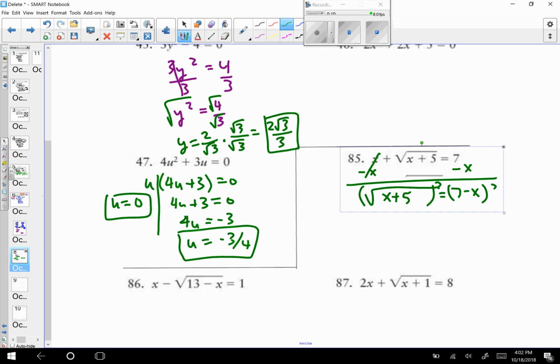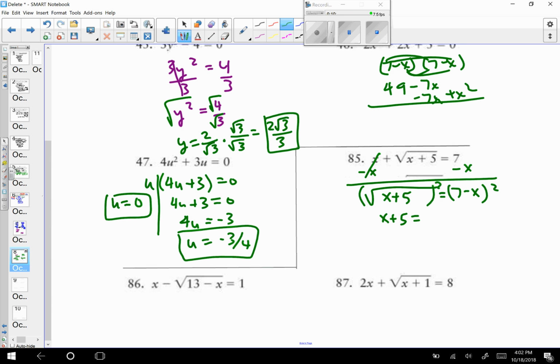Now we can square. So these two cancel each other out. So you're left with x plus 5 is equal to, and then if you do 7 minus x times 7 minus x, boom, 49, boom, negative 7x, boom, negative 7x, and boom, positive x squared. You get x squared minus 14x plus 49.